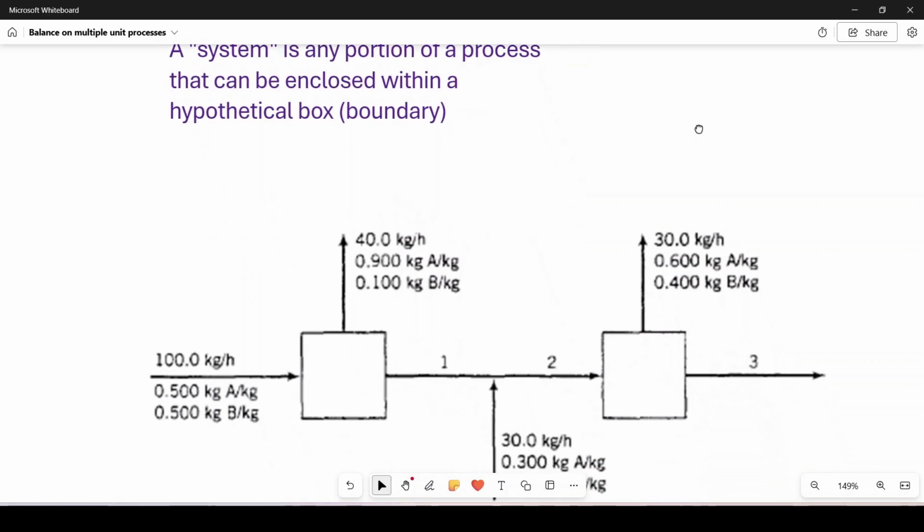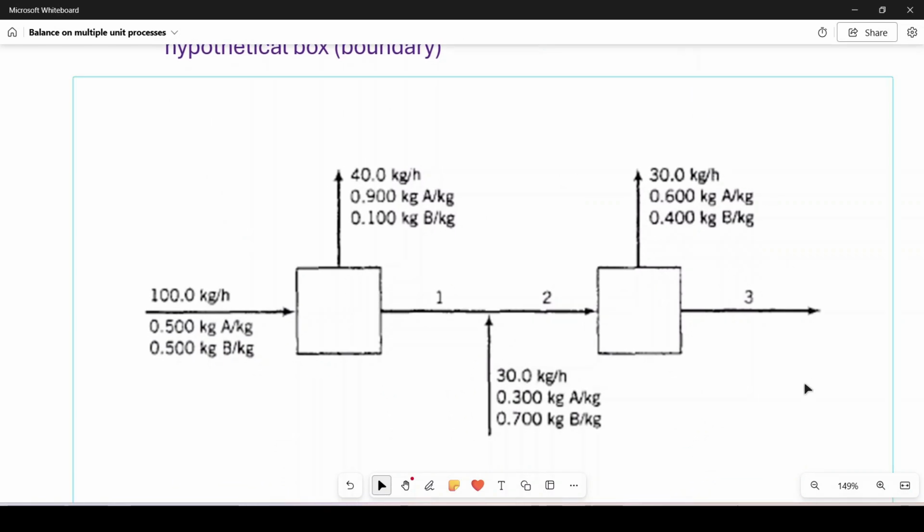Okay, so here is the example for today's discussion. So here we have two hypothetical unit processes, number one and number two. These two rectangles are two squares. Okay, so here we have two components, A and B, that are entering first into the first unit, and some of them are leaving, and then the rest of them are moving, where another stream is mixing, and then it's entering into the second unit process, and then we have two outlets.